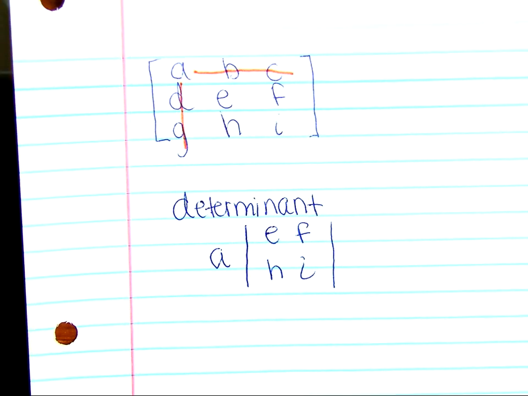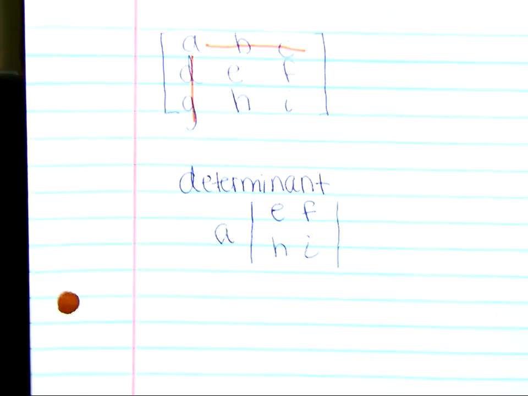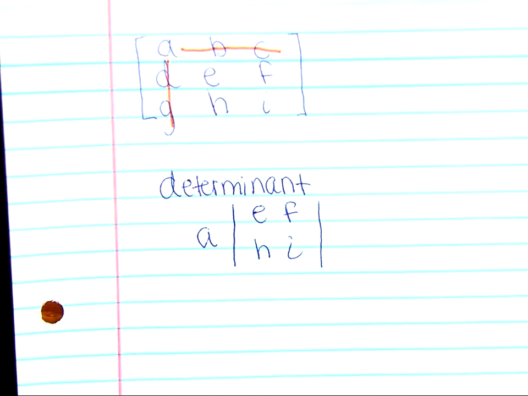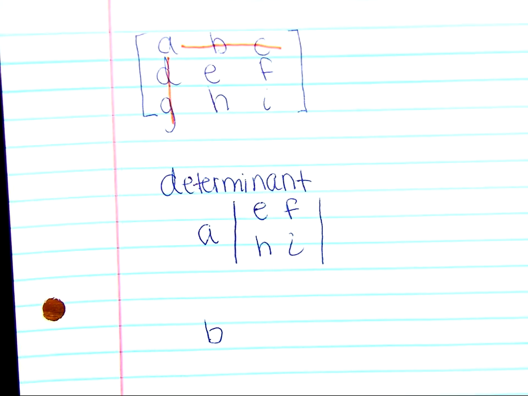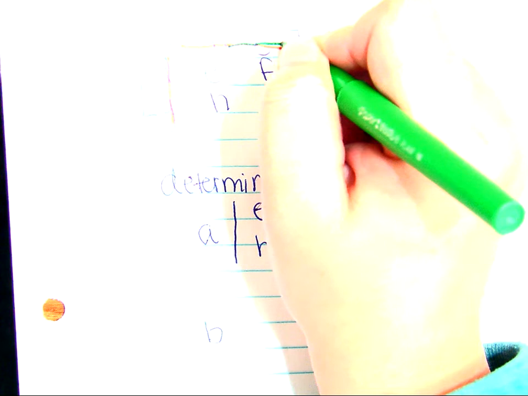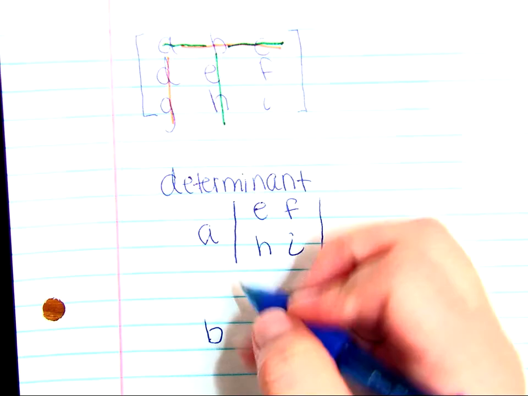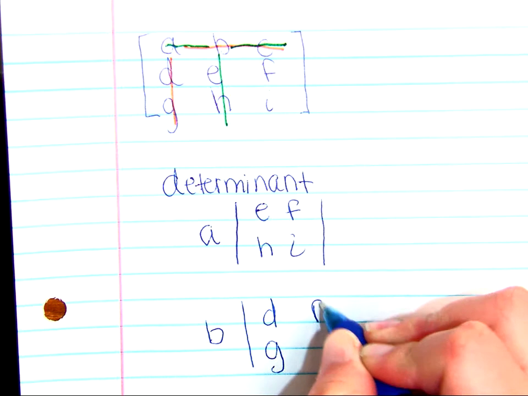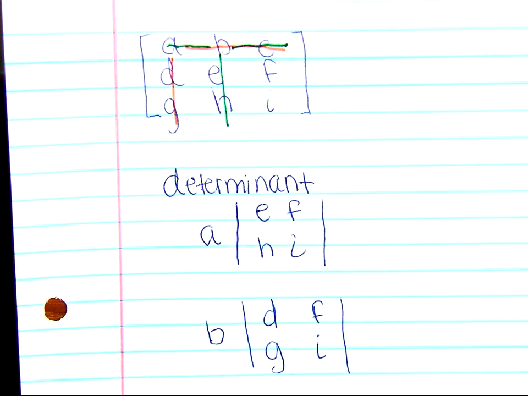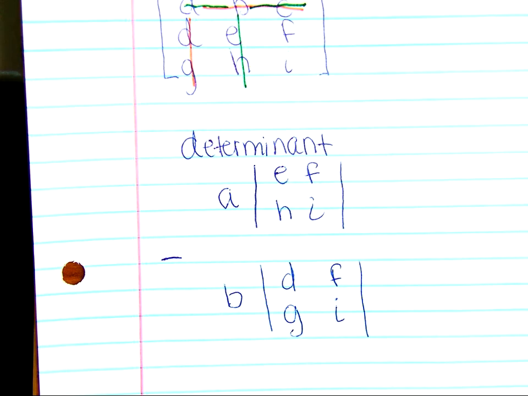Okay. Then I'm going to go to my first row, second column, which is B. And I'm going to take B times, here's first row, that'll get crossed off again. Now second column would get crossed off. So it would be D, G, F, I. Okay? And these are going to be numbers, and I'm going to subtract those two numbers. Remember, you subtracted the two things.